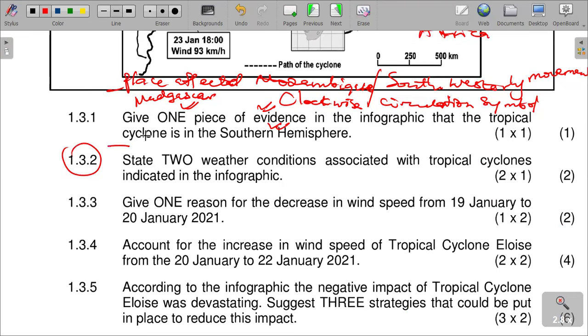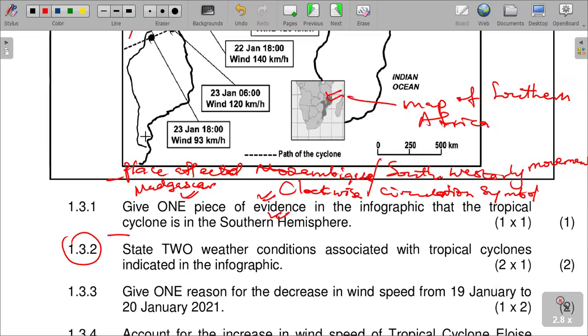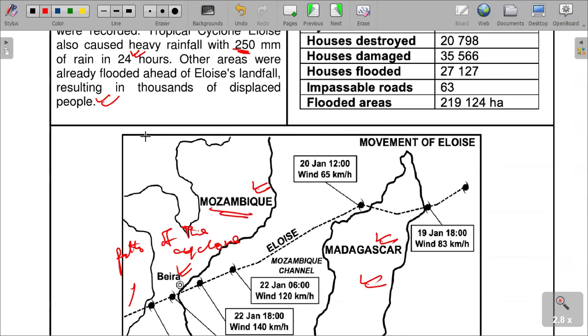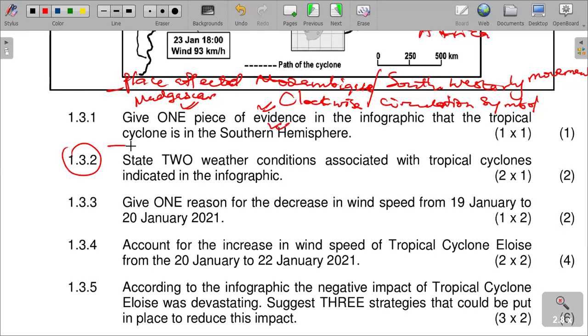I can see that we are told of heavy rainfall of 250 millimeters. Heavy rainfall of 250 millimeters is recorded, and that is a weather condition shown in the question.